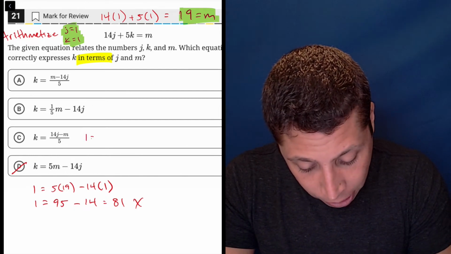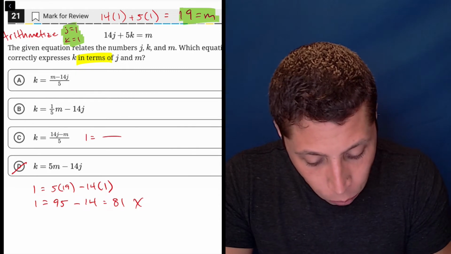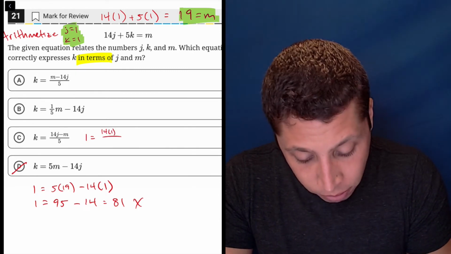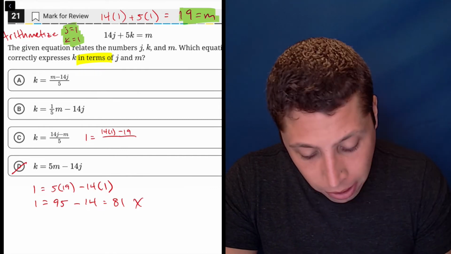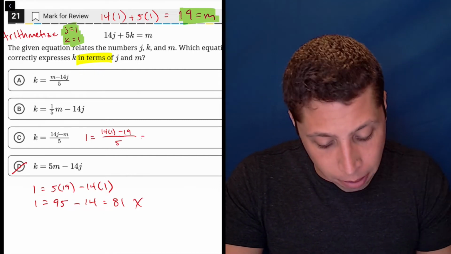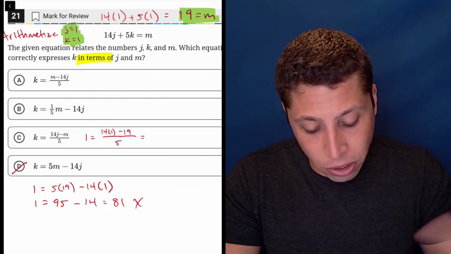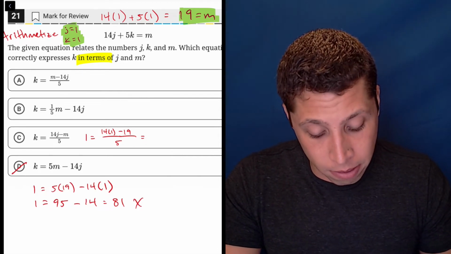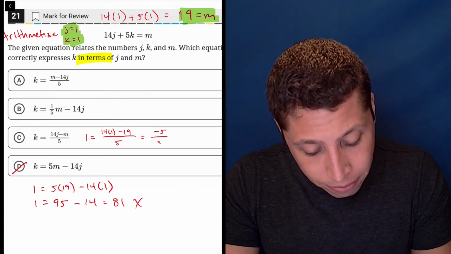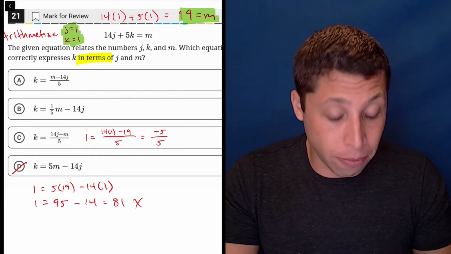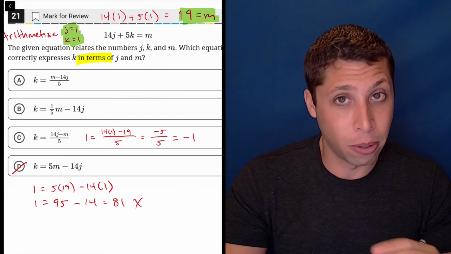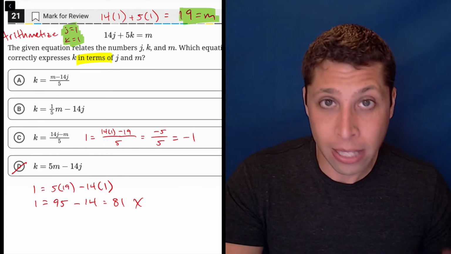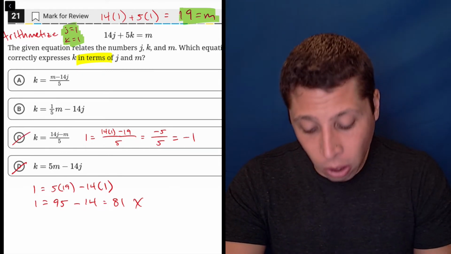So K, like we said, is 1, and 14 times 1, right? J is 1. We've got to keep track of everything. M is 19, so let's plug that in. And then 5 is on the bottom. So it's a little messy, but 14 times 1 is 14. Minus 19 is negative 5. So negative 5 over 5, it's close, but it's not the same. Negative 1 and 1 are different numbers. So the fact that it's close does not count. It needs to be the exact same thing. So this is also provably wrong.